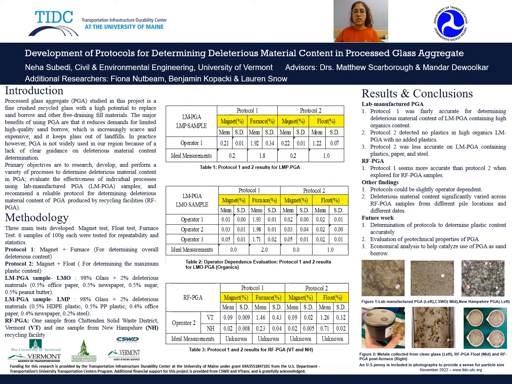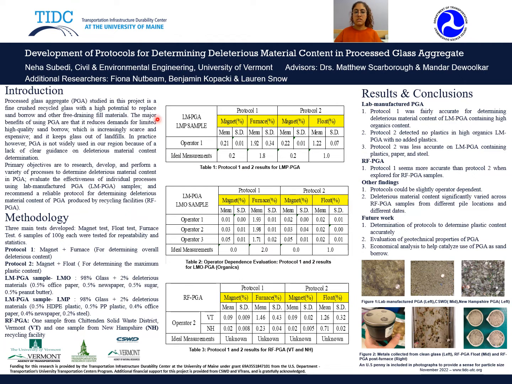After being ensured of the effectiveness of the test, we then developed 2 protocols by combining these 3 tests. Protocol 1, as we can see, consisted of magnet test followed by furnace test, which was developed to determine the overall deleterious content in PGA. The second protocol, magnet test followed by float test, was developed to determine the maximum plastic content in PGA. We carried this protocol test on various samples, as we can see here.